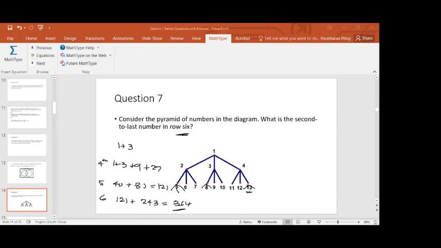So what does the 364 represent? It represents the last number in the 6th row. First, second, third, fourth, fifth, sixth. The last number is 364, sorry. The very last number in the 6th row is 364. But the question is, what is the second to last number in row 6? It would have been the one just before that. 364 is the last number. So the second to last would be 363. And that's the answer to question 7.